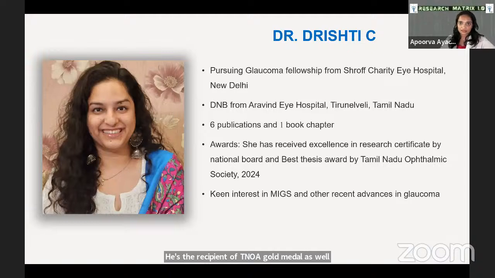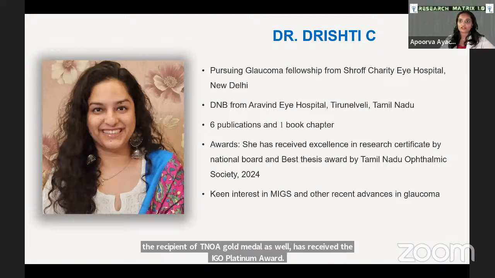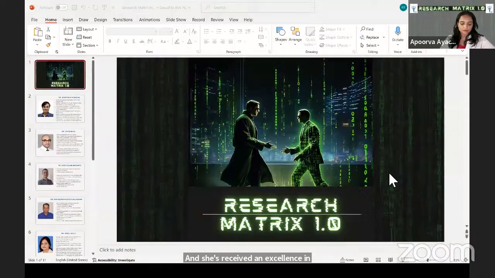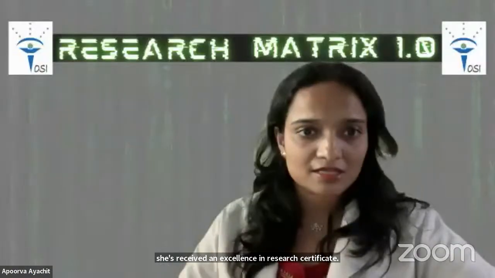Dr. Drishti is a current glaucoma fellow at Shroff Charity Eye Center, New Delhi, and has 6 publications already, and 1 book chapter. And she's received an Excellence in Research certificate. Welcome, everyone, and it's been a pleasure introducing such a stellar panel.